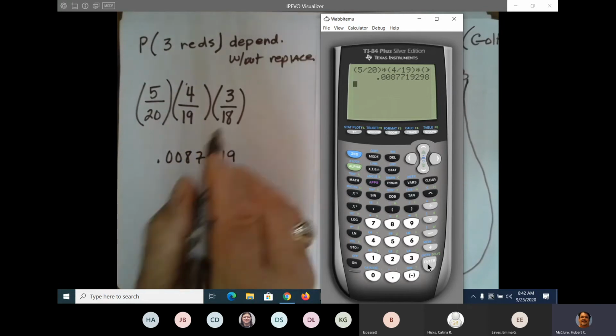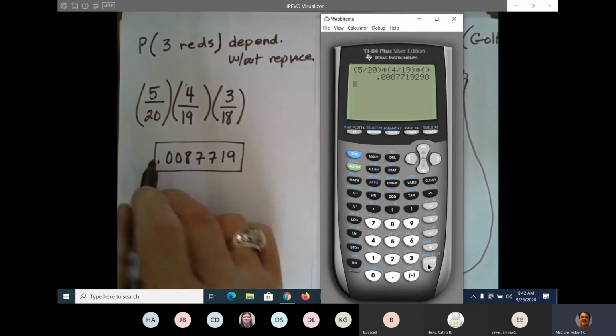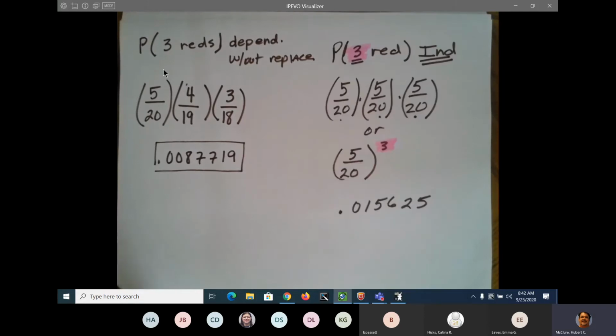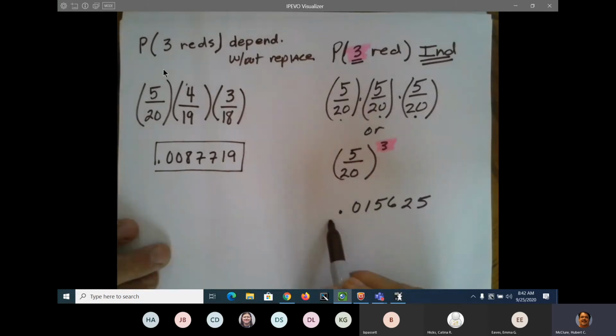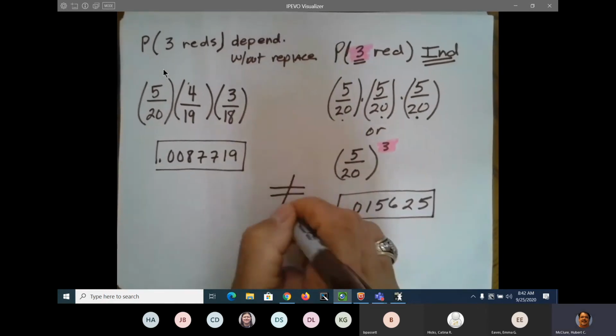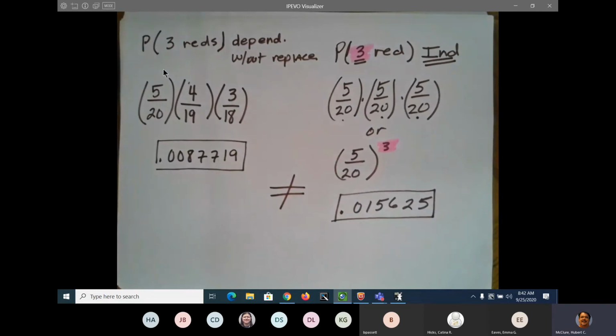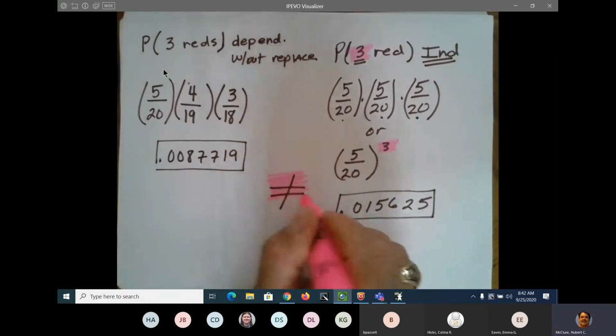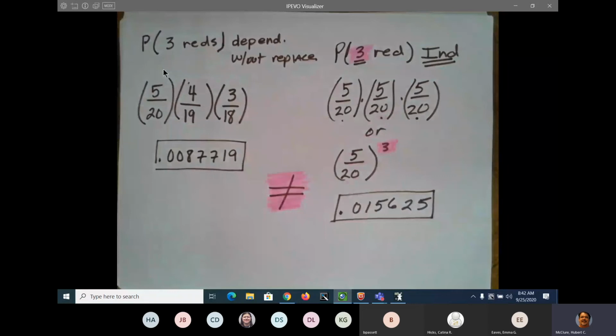7719. And what can y'all tell me about the answers for the 2 outcomes? Are they equal? They're not equal, and they won't be. Okay?